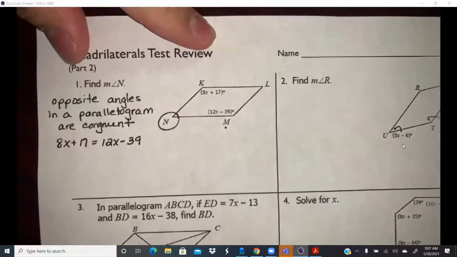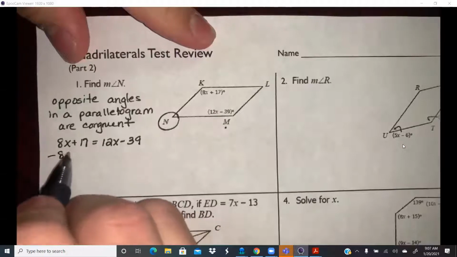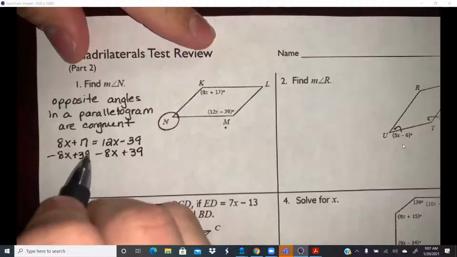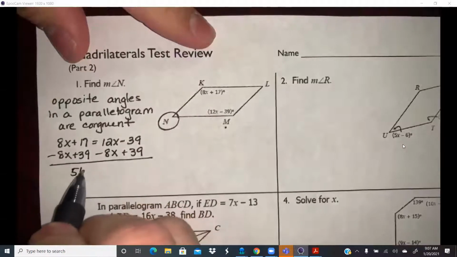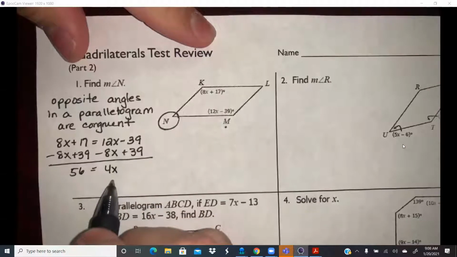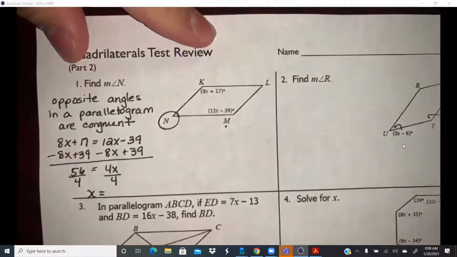Okay? So from here, I'm just going to go ahead and subtract my 8x from both sides. Just do my basic algebra here, which you guys know by now that I don't really like to spend too much time on that. So then this becomes 56 on this side is equal to 4x. So now in order to get x by itself, I divide by 4. And I get x is equal to 56 divided by 4 is 14.